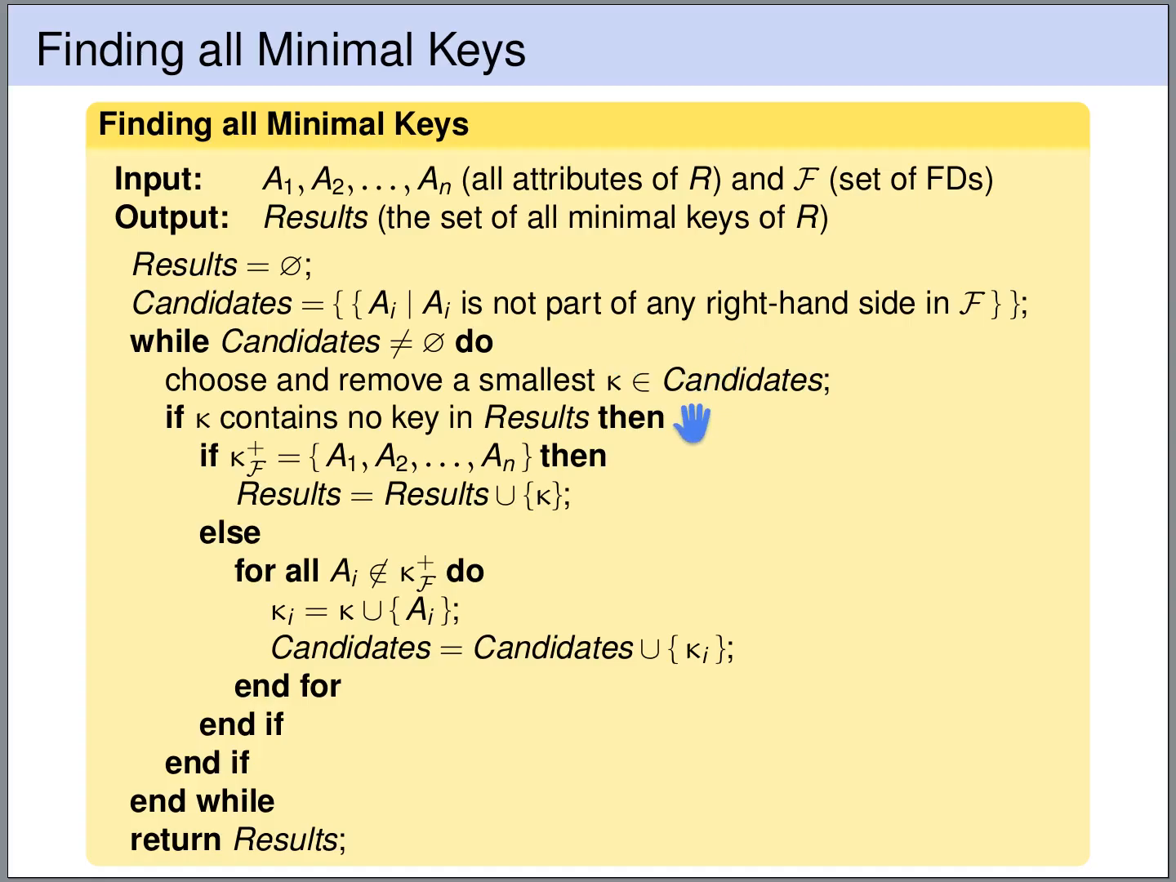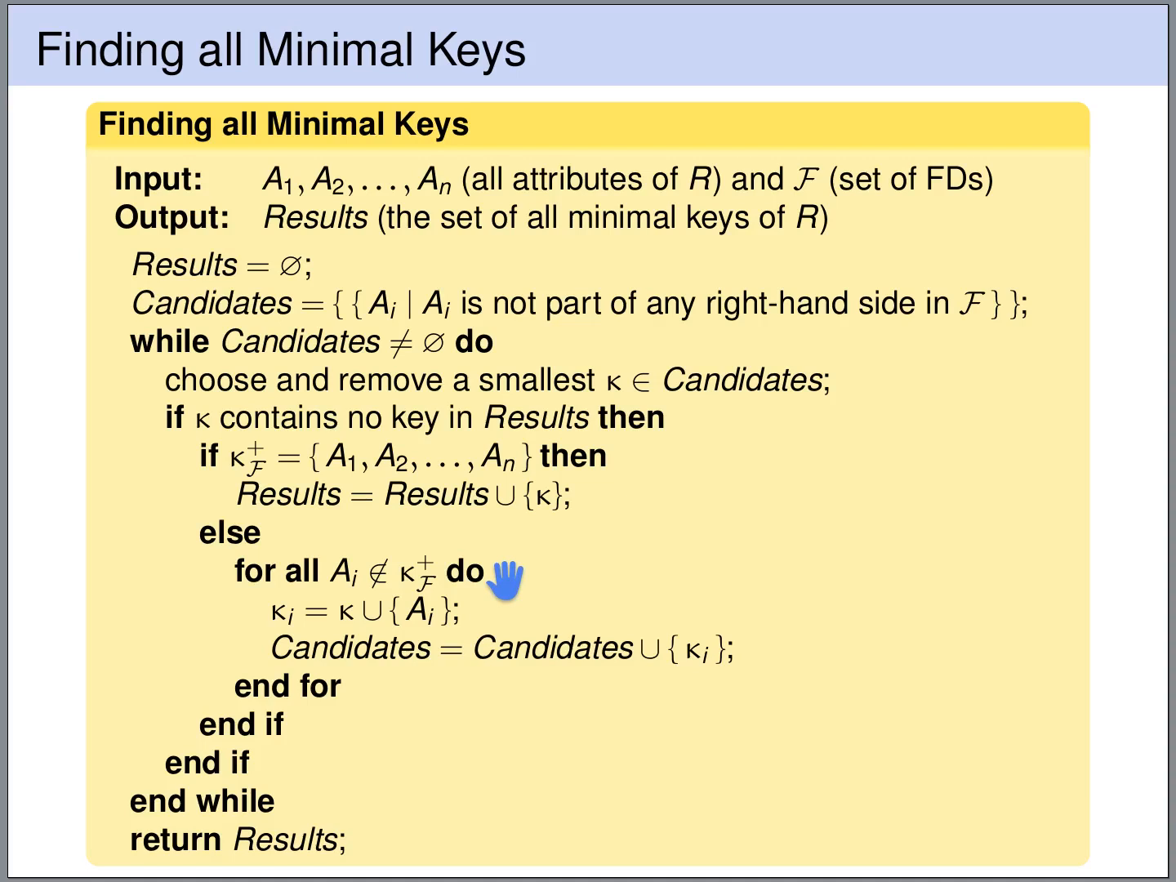We check whether kappa already contains a key in the result set. If kappa already contains some minimal key, then we don't need to continue. Then kappa itself cannot be a minimal key, so we can disregard it. If it does not contain a minimal key in the result set, then we check whether kappa is itself a key. We do so by computing the cover of kappa. If this cover is equal to the set of all attributes, then kappa is a key, and we add kappa to the results.